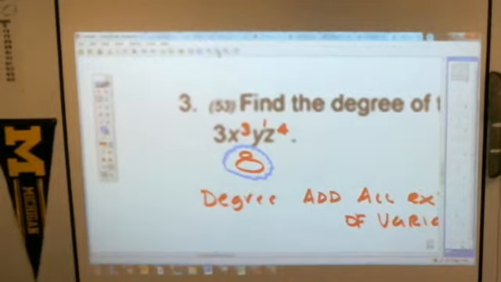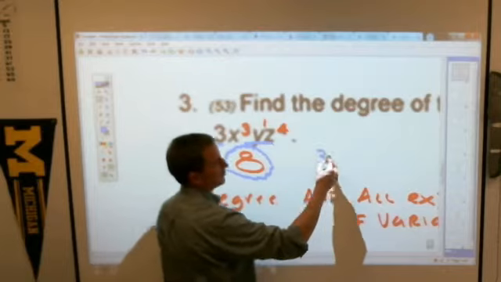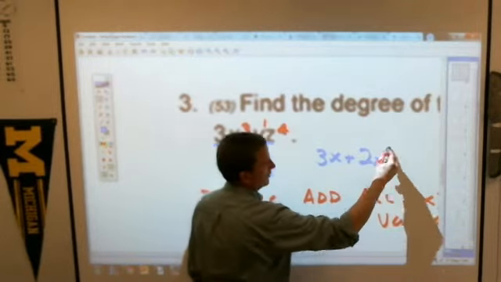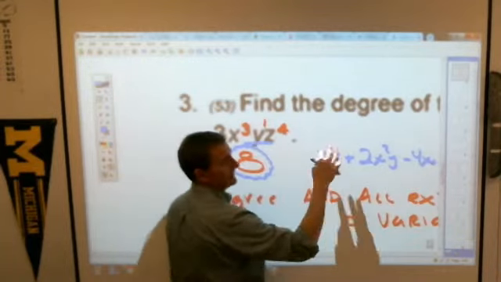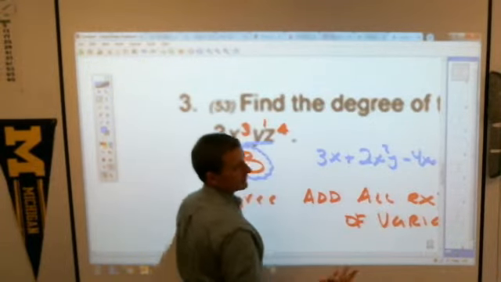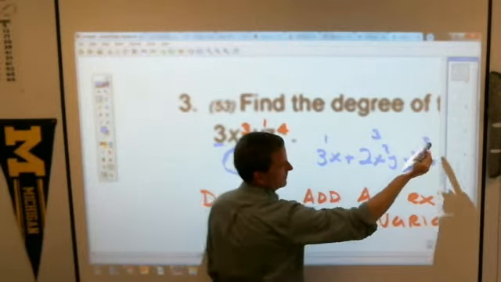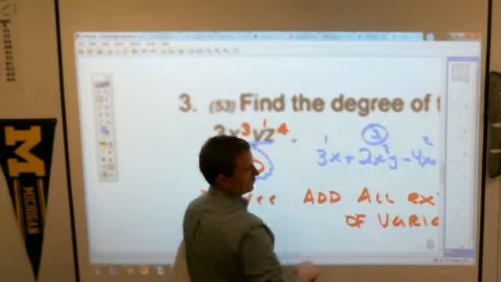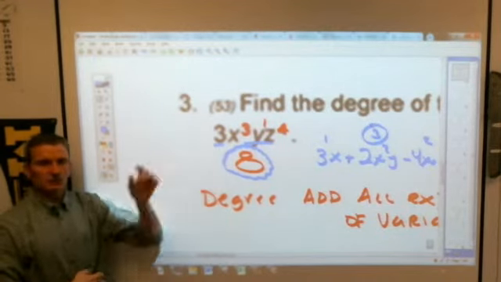What's the thing where it would be 4, because it's the greatest one in? That's if you have a polynomial, which means you'd have a bunch of these together, like 3x plus 2x squared y minus 4xyz. Then you look at each one individually and take the one that has the most. Like this has a degree of 1, this has a degree of 3, this has a degree of 2. This would be the degree you would take. But this was just a single monomial, so you just do it individually.